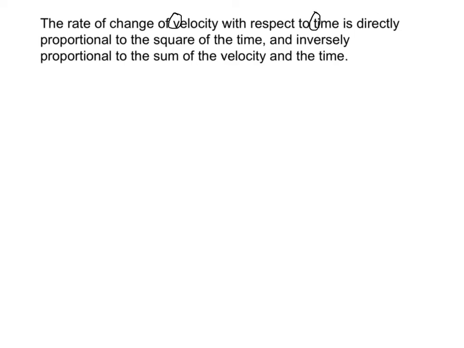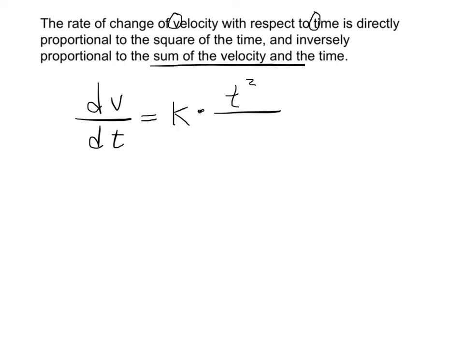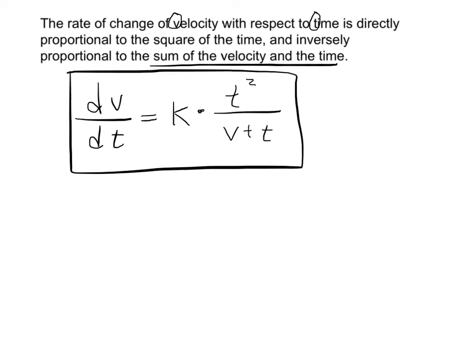Rate of change of velocity with respect to time, that means dv dt is equal to, and if you're watching this at home, we're almost at the end of the video, pause it, see if you can guess what the setup of this is going to be, and then check it. So both of these things require k times, right? Directly proportional to just means that thing is going to be like on top, so the square of time, you'll have t squared here, and inversely proportional means that'll be on the bottom, proportional to the sum of the velocity and the time, so that means v plus t. And there you go. There's your differential equation.